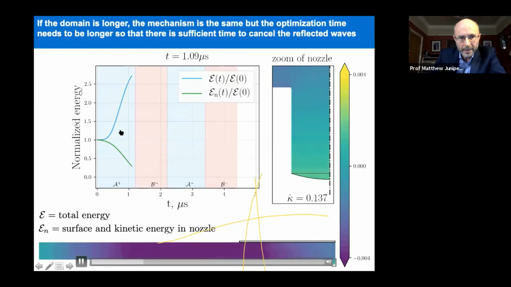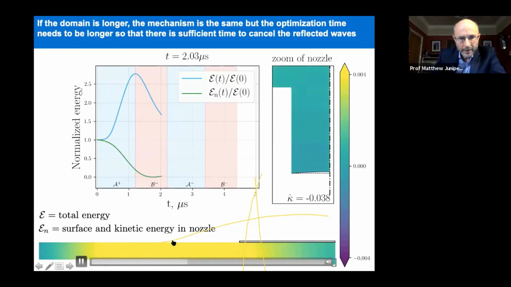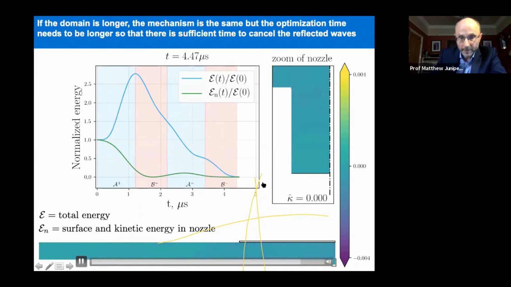Big pulse at the beginning. There's actually a second pulse around there. And then you cancel out the first pulse. And then a bit later on, we cancel out the second pulse. And at 5 milliseconds, in fact, even a bit before 5 milliseconds, we've reached the quiescent state. So that's again, using it as a black box.